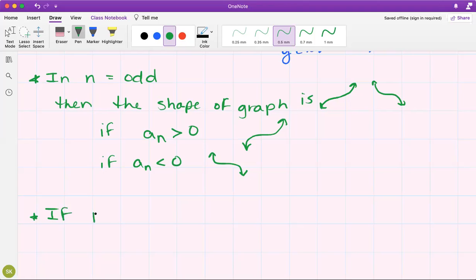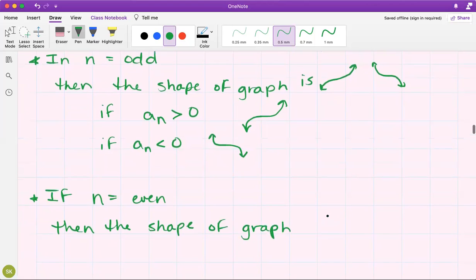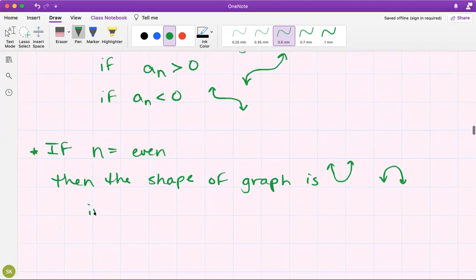If your degree is even, then the shape of the graph will look like a parabola. So it's either going to be pointing up or pointing down. And how you determine this is if a sub n is greater than 0, you're going to be pointing up. And if a sub n is less than 0, you're going to be pointing down.